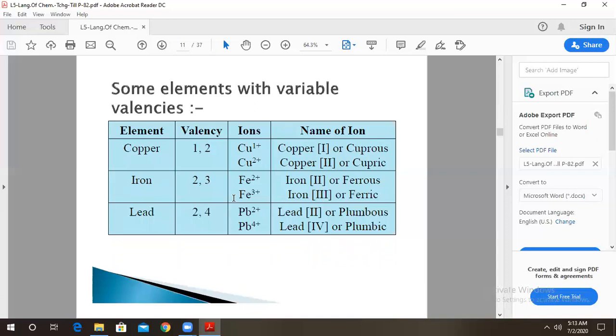Let us see a few elements with variable valency. Copper shows valency 1 and 2. Iron shows valency 2 and 3. Lead shows valency 2 and 4. These are a few elements listed over here with variable valency.